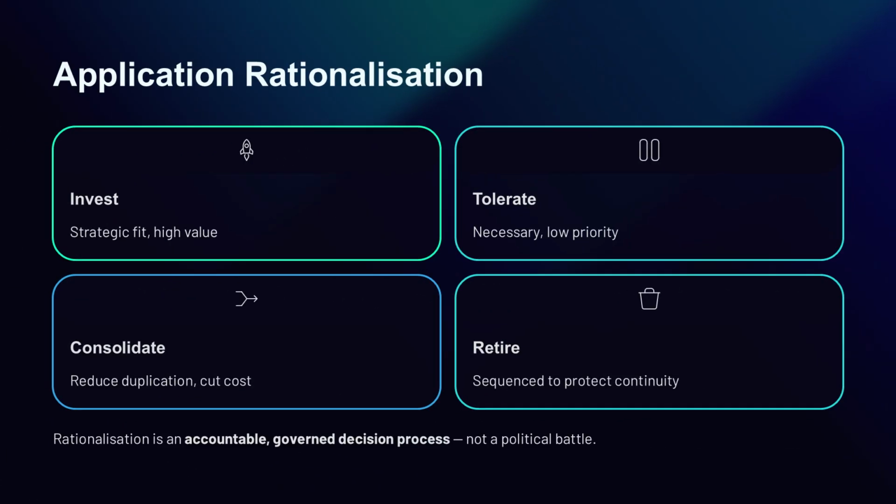Now that boundaries are clear, you can lead rationalization in a way that respects operational reality. Rationalization is not only about shutting systems down, it is about reducing duplication, reducing licensing costs, and simplifying operations while protecting business continuity. You classify applications based on strategic fit, risk, cost, and business criticality. You then decide whether to invest, tolerate, consolidate, or retire. The key to doing this practically is sequencing, because retiring a system too early can break value streams, while keeping duplicates too long increases cost and confusion. Phase C helps you make rationalization an accountable, governed decision process rather than a political battle.